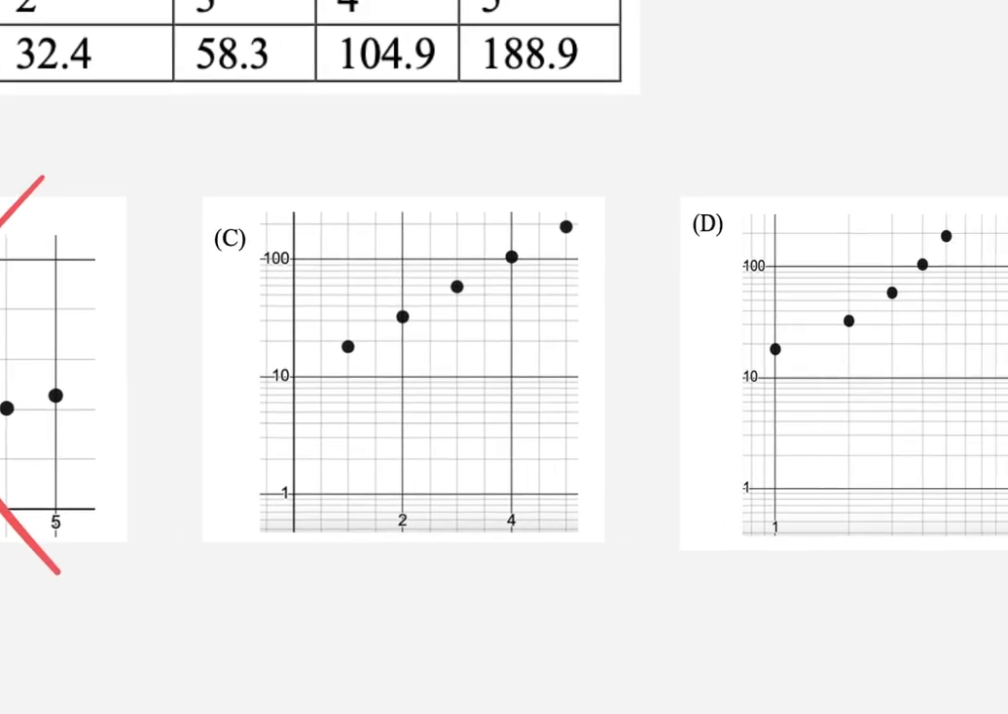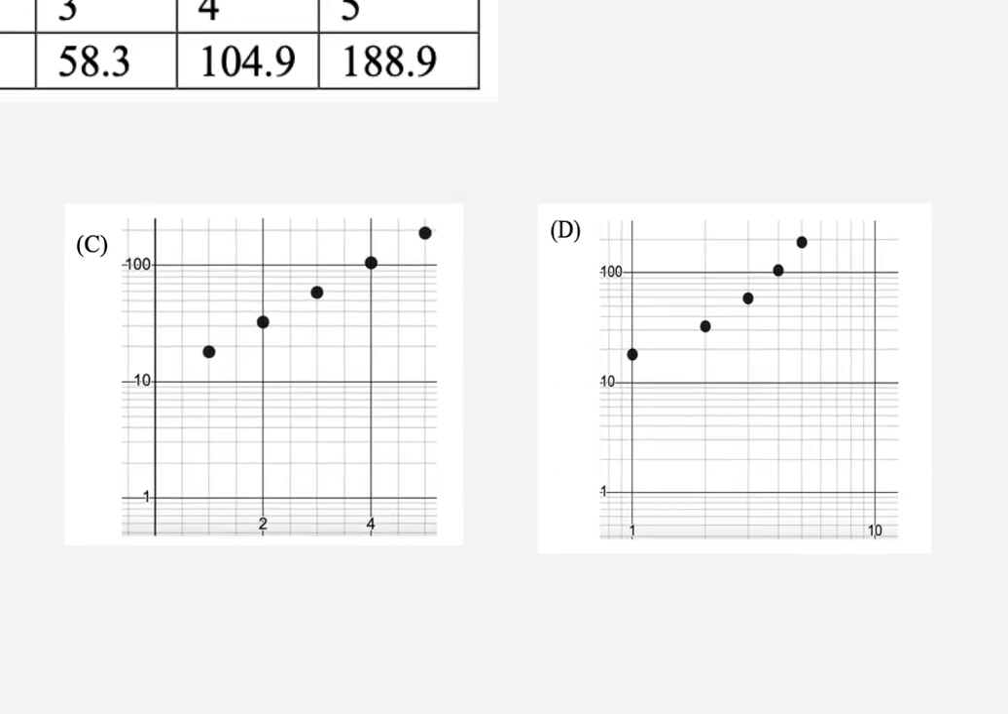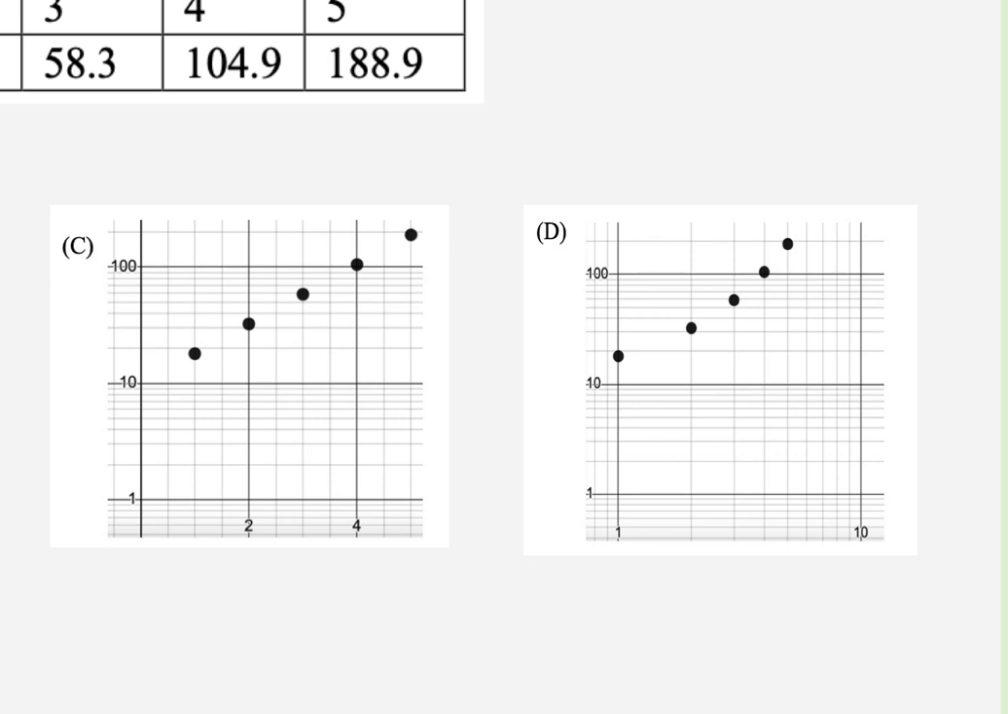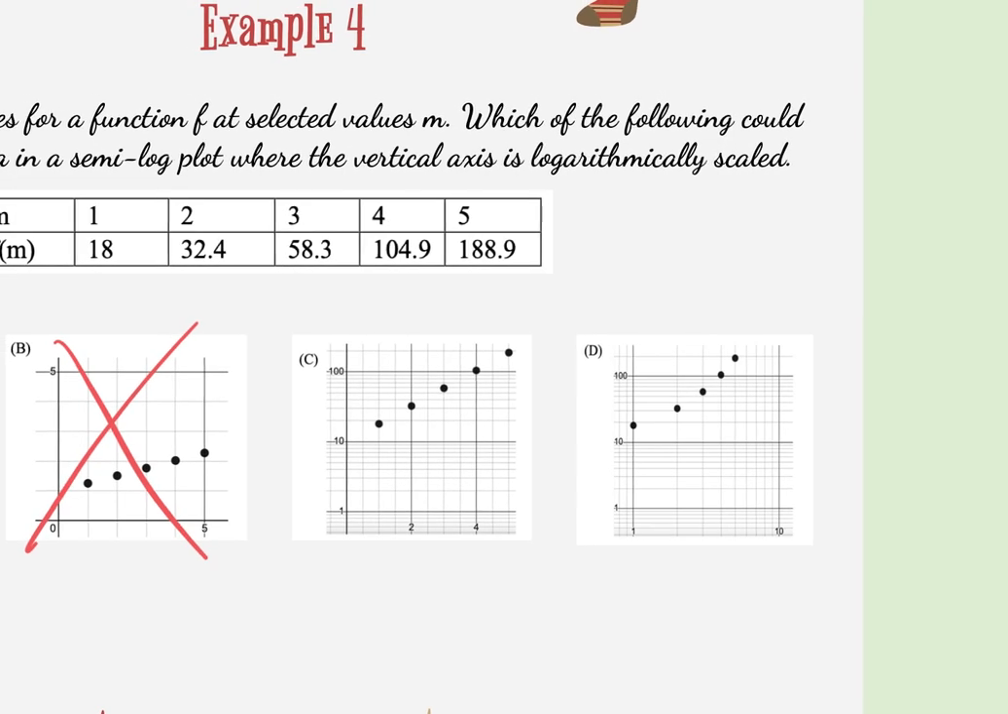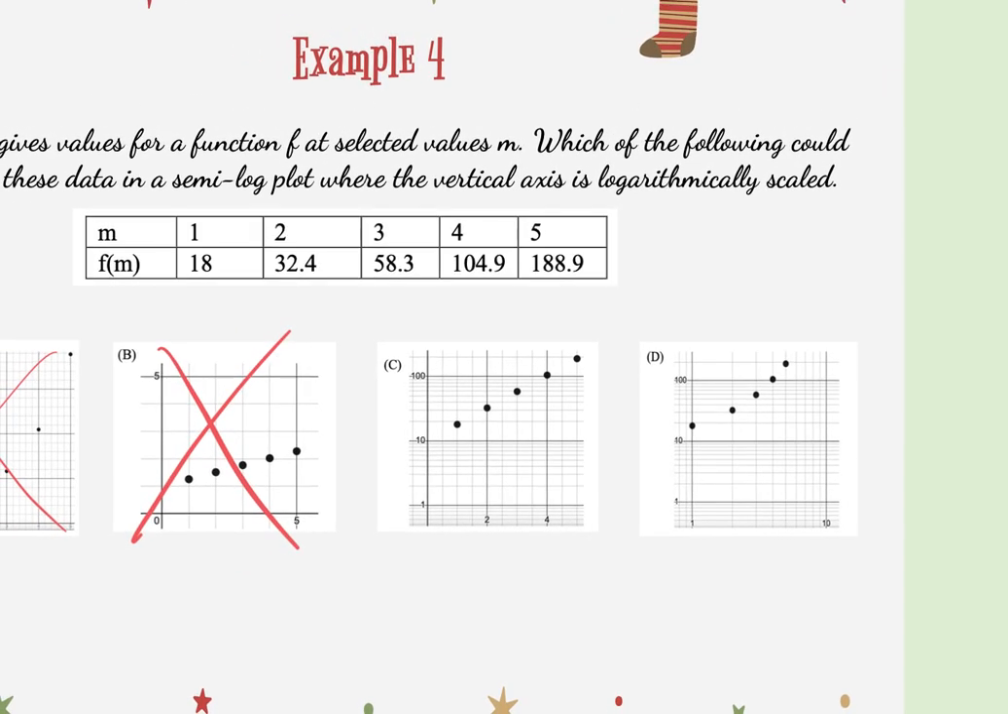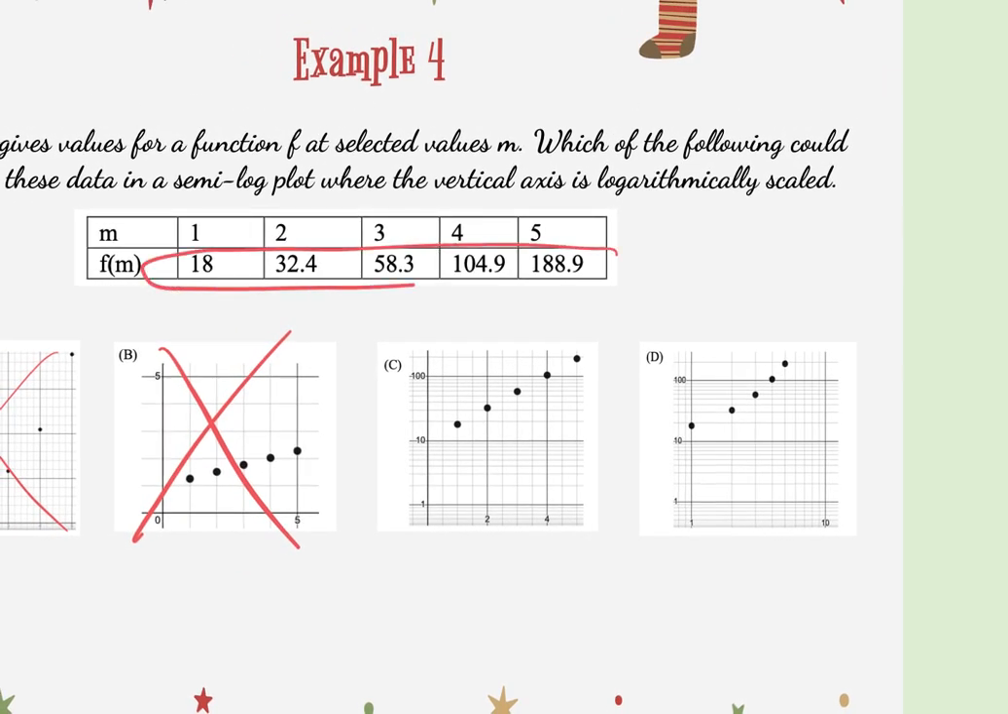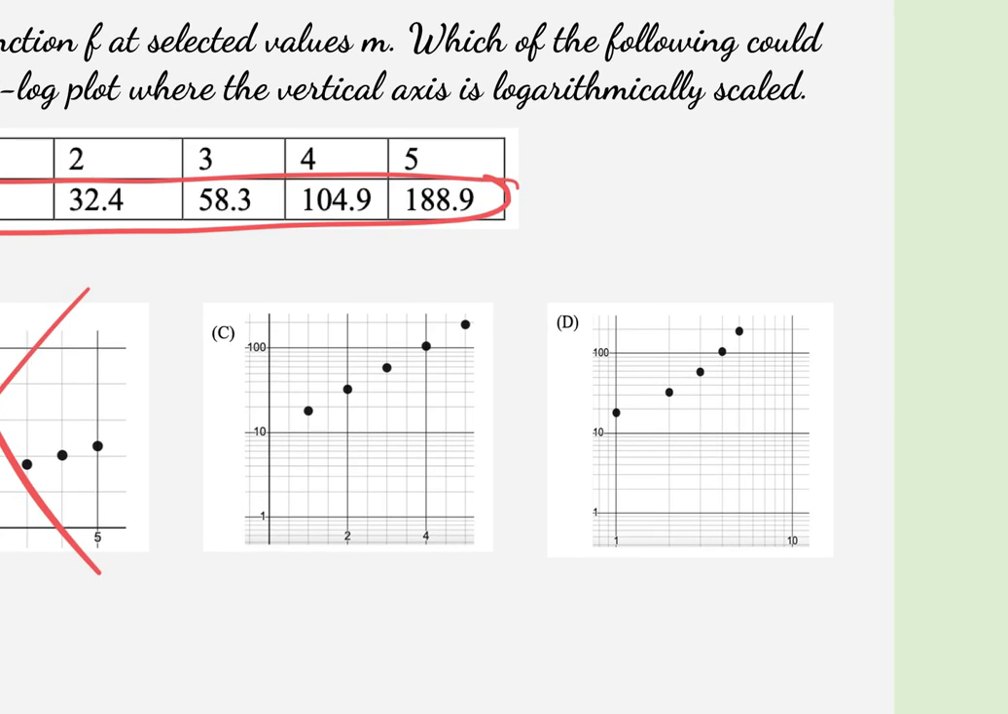Go to C. Does C look good? Why not? Because it's supposed to be one, not. What's true about these values? It's because for 2, it's 32.4. It shows like 2 at 10. So just pick a point if you want. Do you have 1 and 18 on this graph? No. Do you have 1 and 18 on this graph? Yes. Do you have 2 and 32 on this graph?